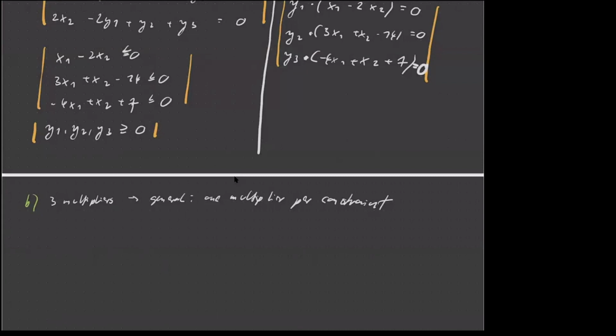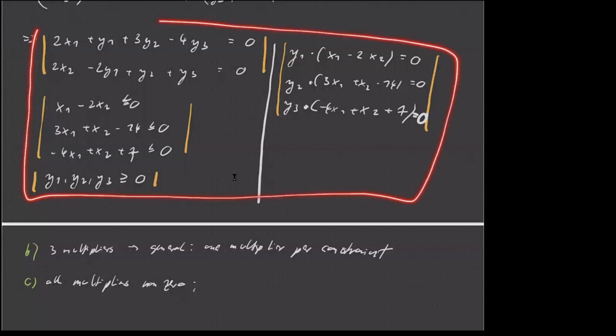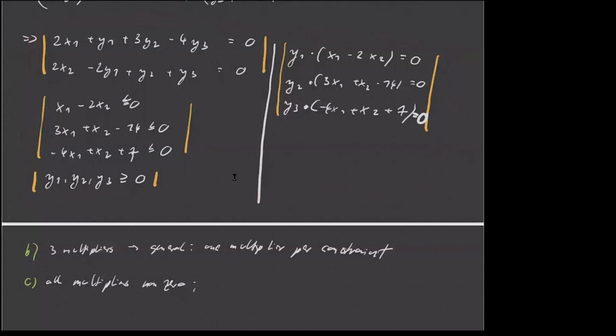Okay, and finally part C. The question here is, what would it mean if all the multipliers were non-zero? What about 1 or 2? So let's have a look at those cases. All multipliers non-zero. Well, what would that mean? If we look here at the KKT conditions, all the y's, y1, y2, y3 are non-zero. That means here, for these complementarity conditions, we would then need to make sure that these parts here become 0. And that means all the constraints have to be fulfilled at strict equality.